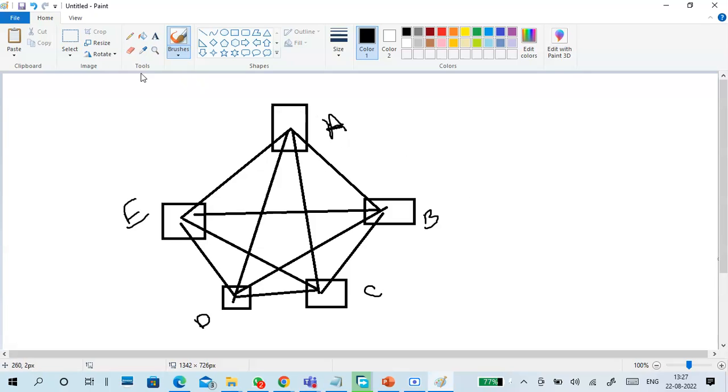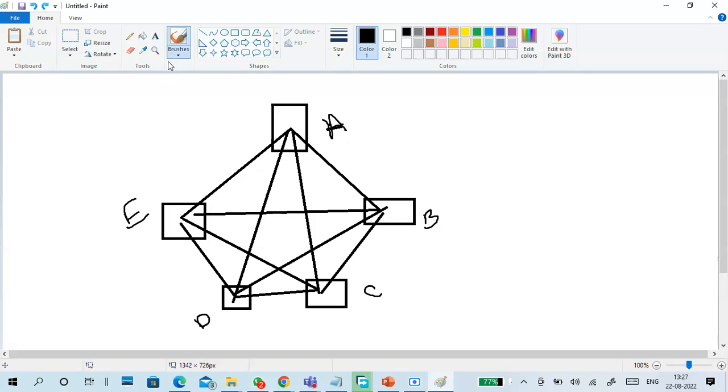What is the advantage of it? If this wire is broken, A is still communicating to everyone, B is communicating to everyone, C is communicating to everyone. Only this path's communication is not happening. A to E direct communication is not there. Okay.